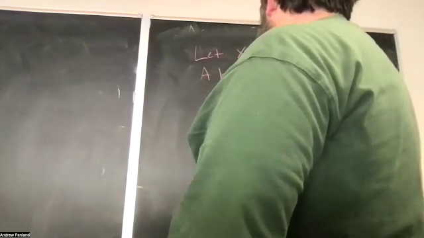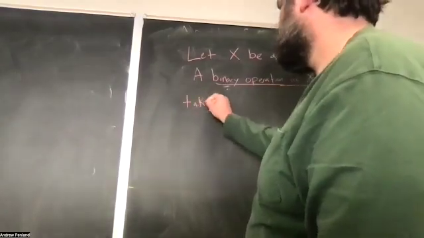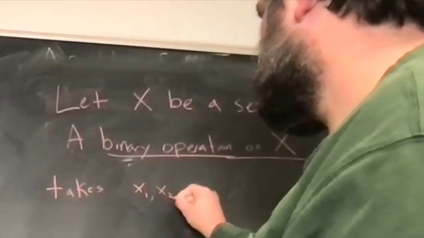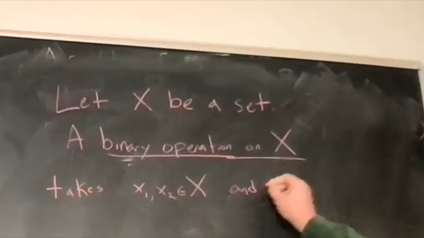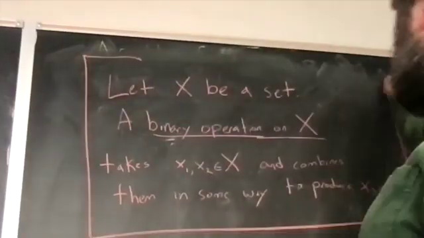A binary operation on X takes x1 and x2 and combines them in some way to produce an x3 in X. So let's look at some.